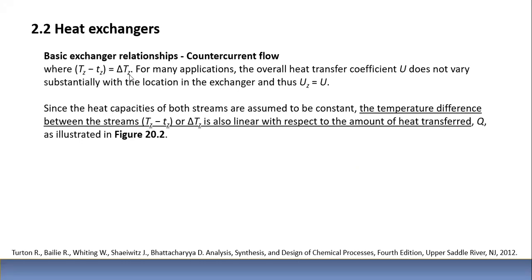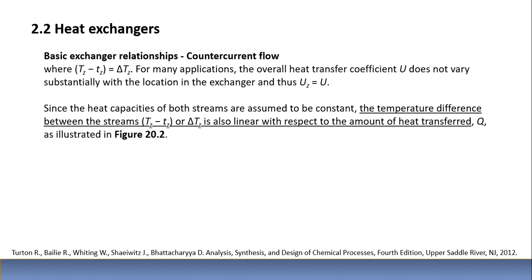For many applications, the overall heat transfer coefficient does not vary substantially with the location in the exchanger, and thus U sub C is just U. That is, if it does not change, there are some assumptions, as you know, in engineering. You can make assumptions. That's a beautiful thing about doing engineering. You can solve a problem assuming certain conditions, and then later on, once you solve your problem, you can go back and check if the assumption was correct or if it was too simplistic and gave you an error in the calculation.